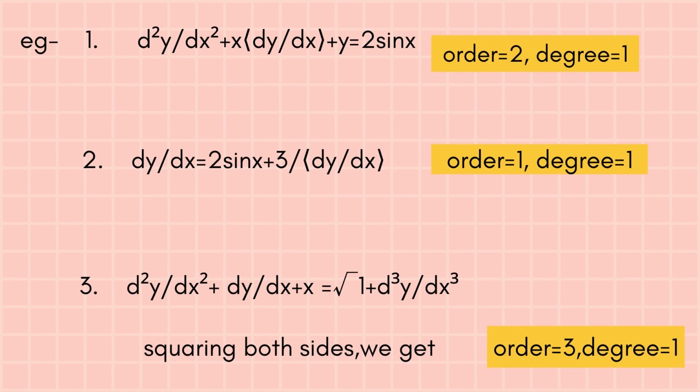To build our concept of order and degree of a differential equation, let us see some examples. In the first example, the highest order derivative has the order 2 and the degree, that is the power of it, is 1 and therefore it is the degree of the differential equation. In the second example, as you can see, the order is 1 and the degree is also 1. In the third example, the equation has the order 3 and the power of it, that is the degree, is 1.